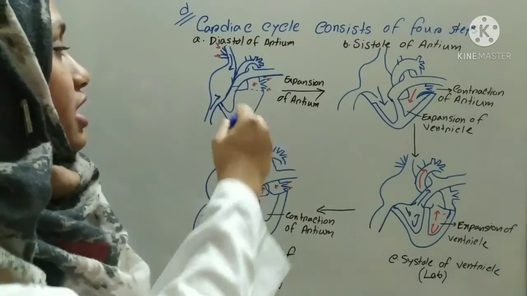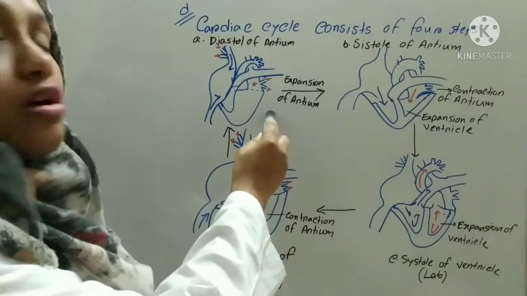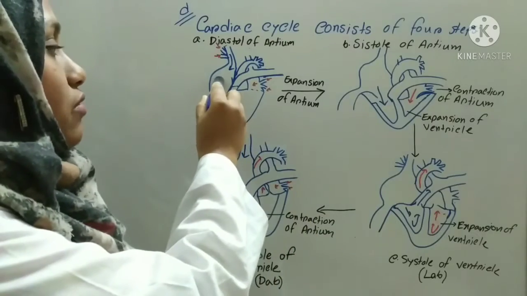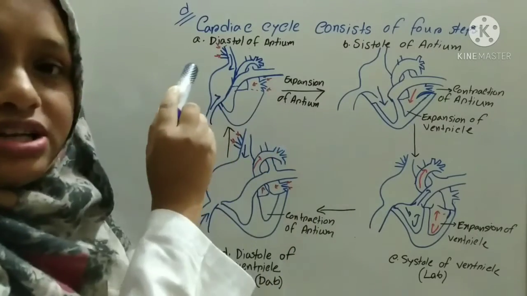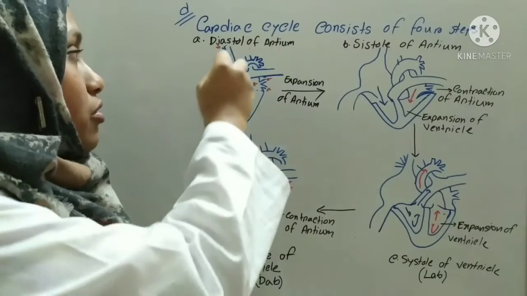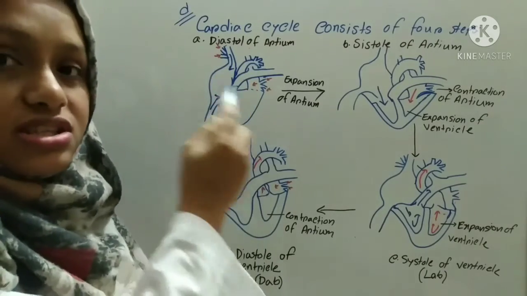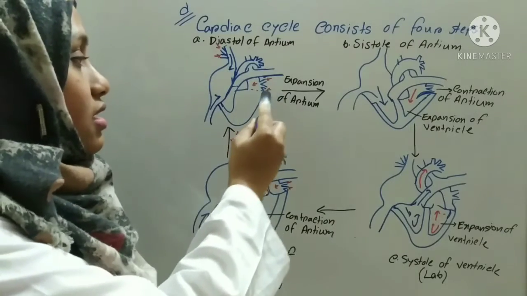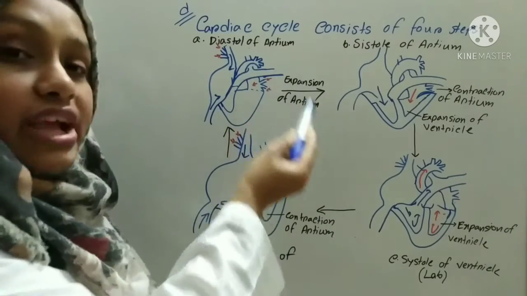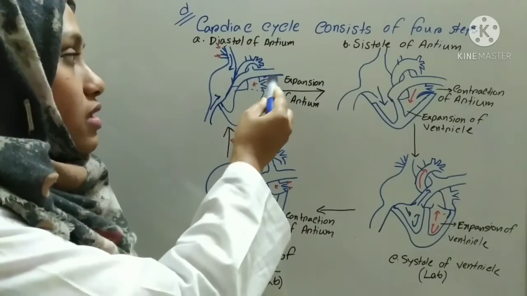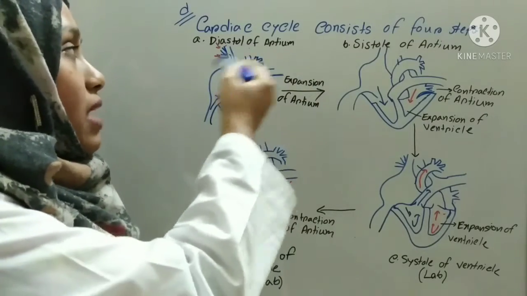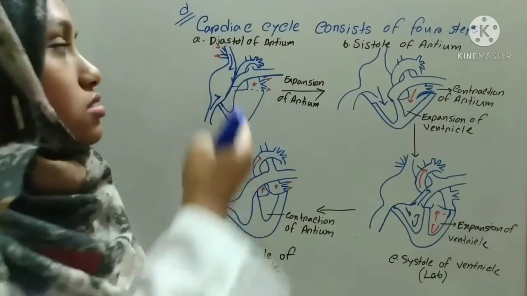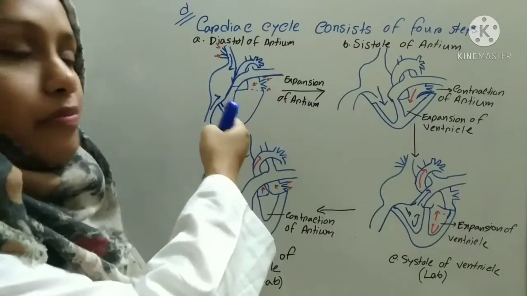So the first phase is diastole of atrium. Here you can see the figure. Here is expansion of atrium, that means the atrium is expanded. This is the right atrium and this is the left atrium. In the right atrium, carbon dioxide blood or deoxygenated blood comes, so I mark it with blue color, and here the oxygenated blood comes in the left atrium, so red color. When the blood enters, then it is expanded. So that is called diastole of atrium.